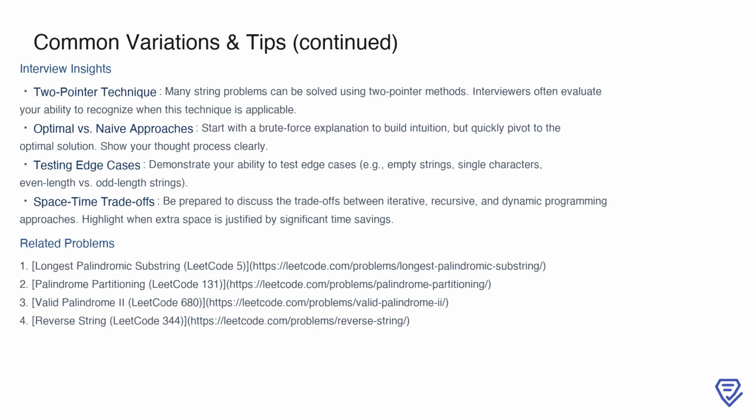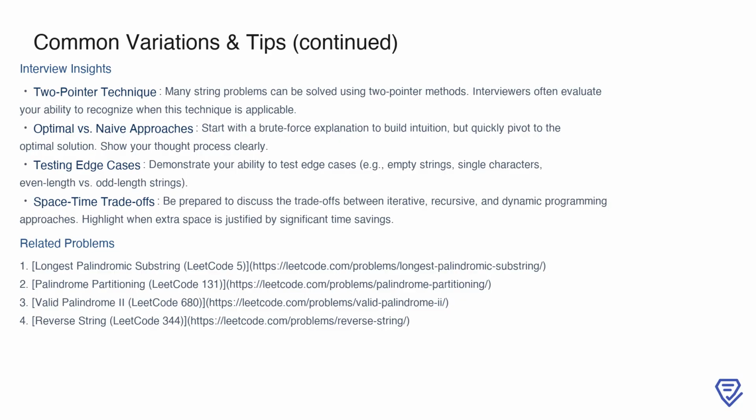Now let's talk about some valuable insights for interviews. The two-pointer technique is a powerful tool that can be applied to many string problems, and interviewers often look for candidates who can identify when this approach is appropriate. Additionally, while it's helpful to start with a brute force explanation to build intuition, you should quickly transition to the optimal solution, clearly outlining your thought process along the way. Demonstrating the ability to test edge cases, such as empty strings, single characters, and strings of varying lengths, is another critical skill. Lastly, be prepared to discuss space-time trade-offs.